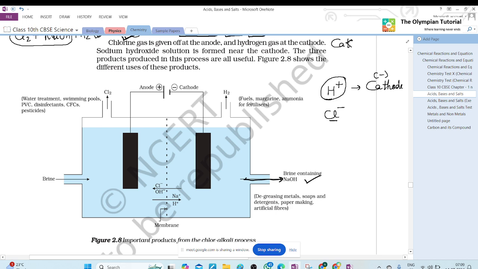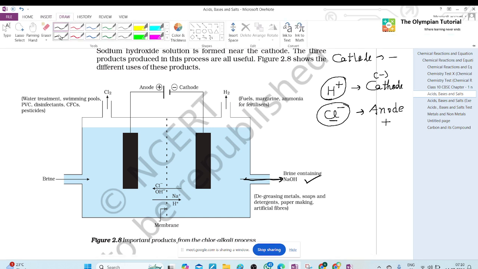Cations are positively charged. Cations are attracted towards the cathode because it is negatively charged. And where will we get chloride? At the anode, because it is positively charged. Are you okay with it? Yes, ma'am. Now I will explain the diagram.